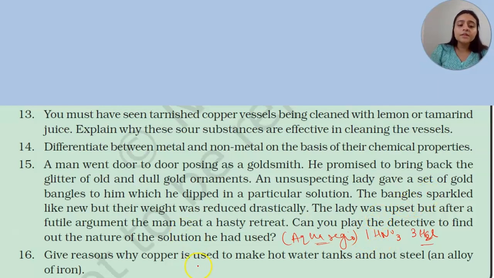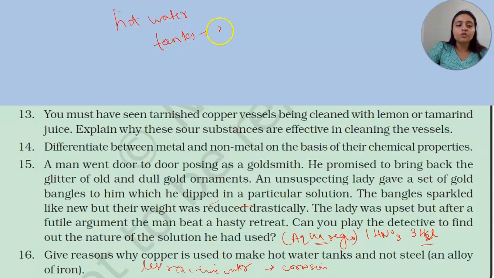Give reasons why copper is used to make hot water tanks and not steel. Because copper is less reactive with water, and also it will not show corrosion or rusting. It will, but it will show it gradually, slowly. That is why we use copper for hot water tanks. Hot water tanks are like geysers. Geysers have a copper body instead of an iron or steel body, right, or an alloy. Hot water tanks means the geysers which we usually use in the winters to boil the water.